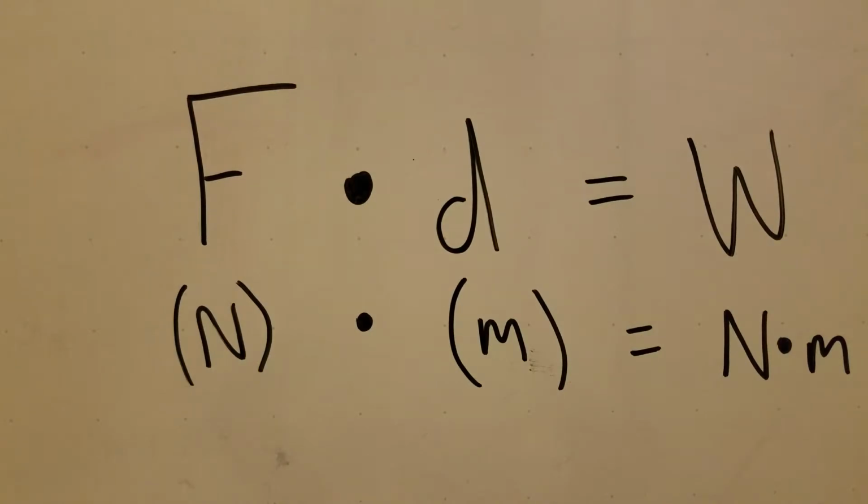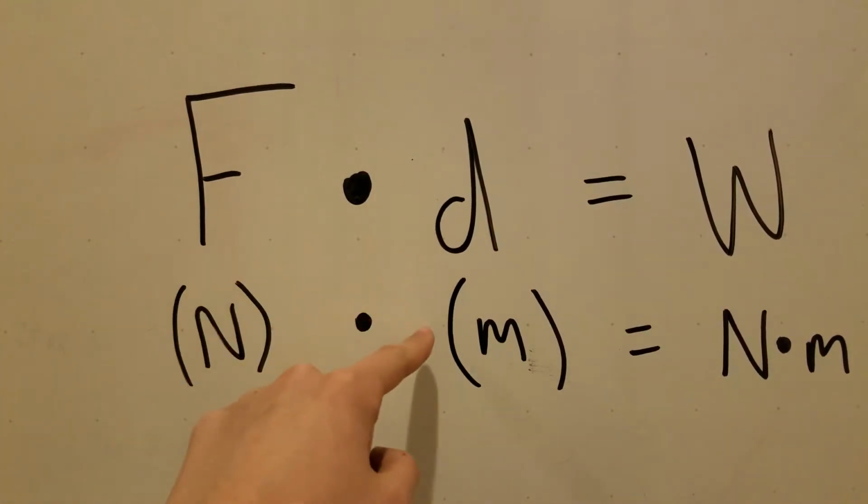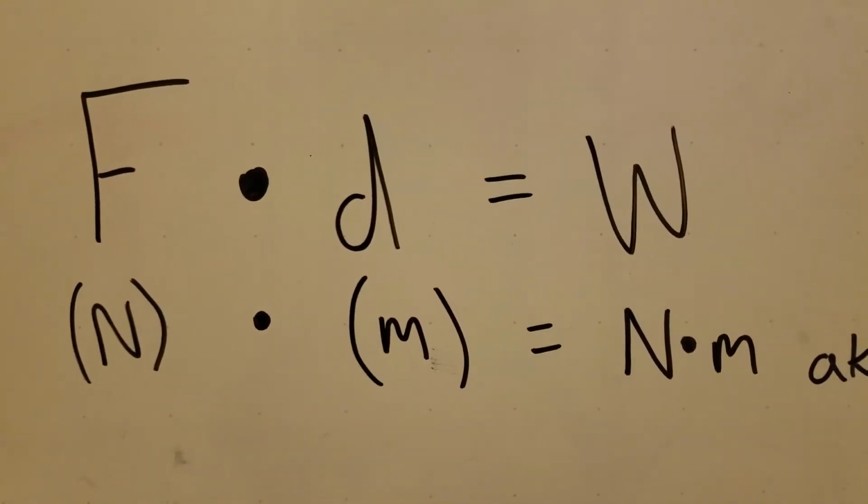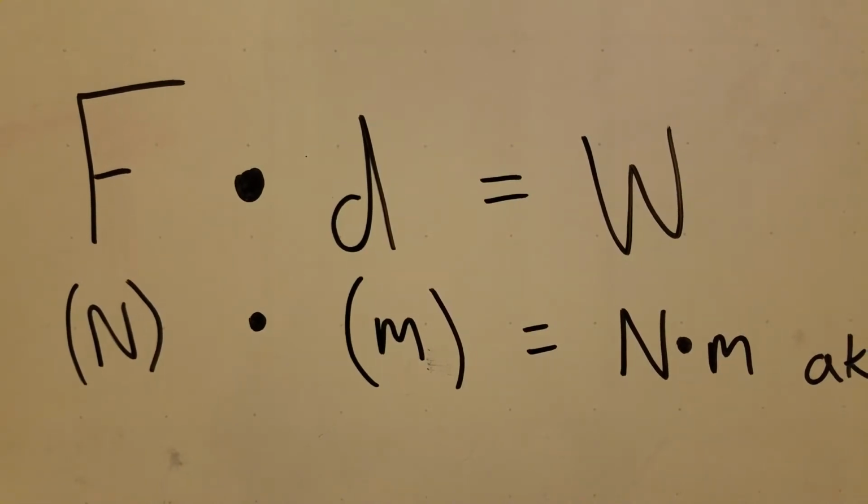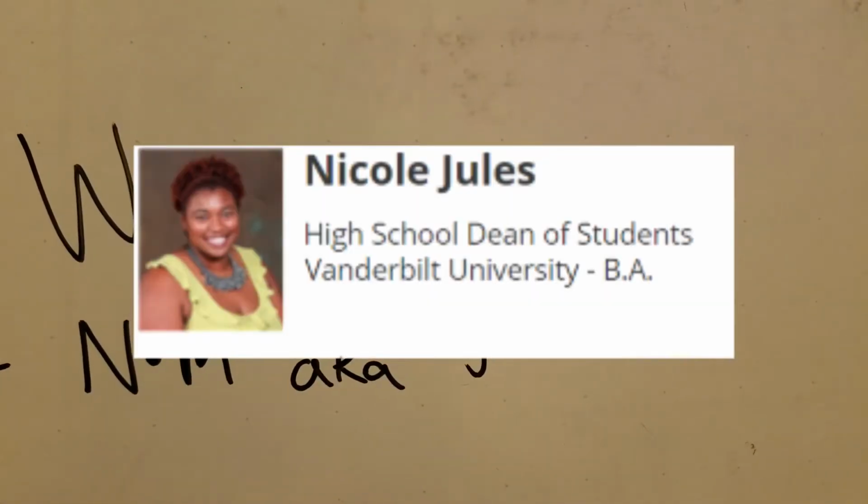But what are these units, and how do we find them? Now, the units that we use for work are found like this. Our force is measured in newtons, and our distance is measured in meters. Now, if we put those newtons through meters, we get Newton meters, otherwise known as joules.